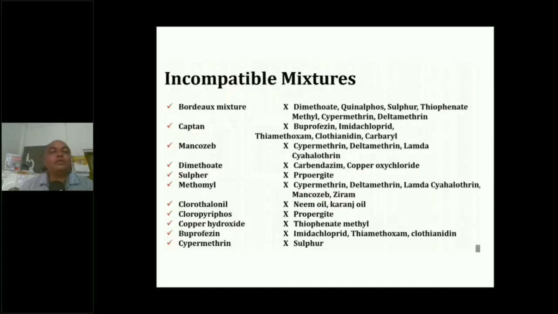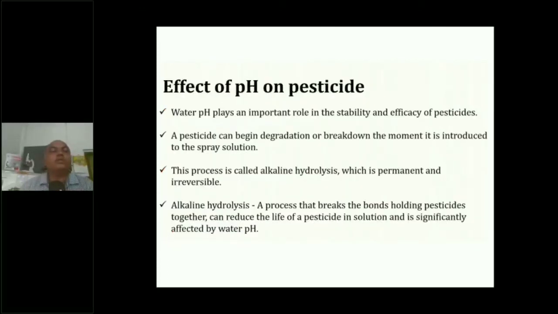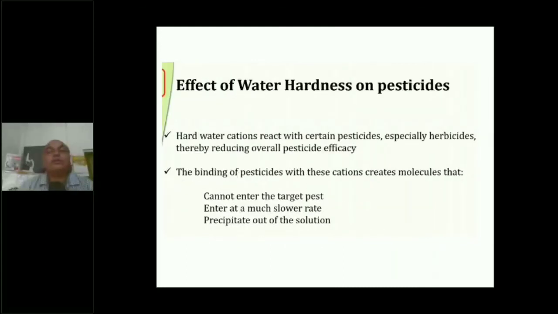There is alkaline hydrolysis, in which there will be reversible and irreversible reactions. Because of a pH more than 7.5, around 8, there will be different kinds of reactions, and you will not get the result from the fungicide or the insecticide because of the pH of the pesticide. Then hardness of water, TDS should not be more than 100. Generally, preparation of solution is very important.